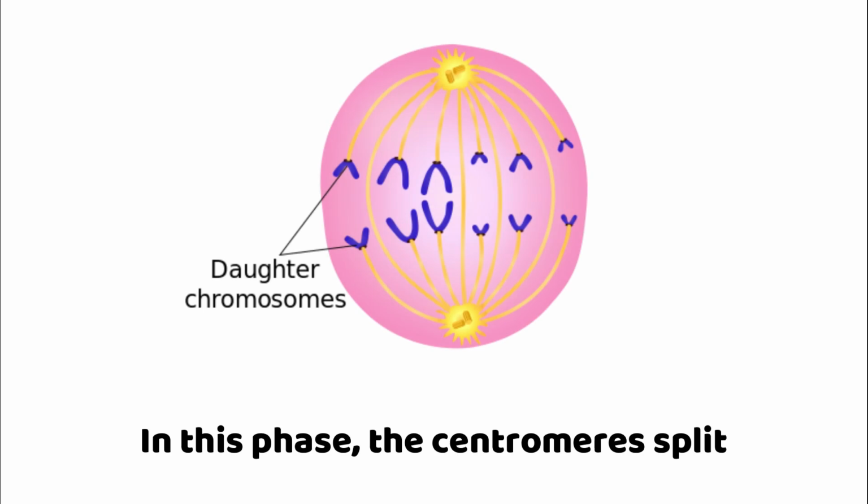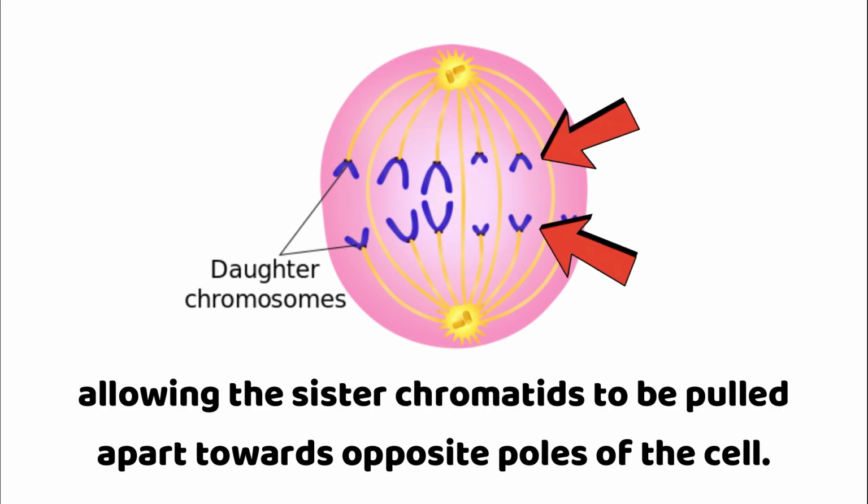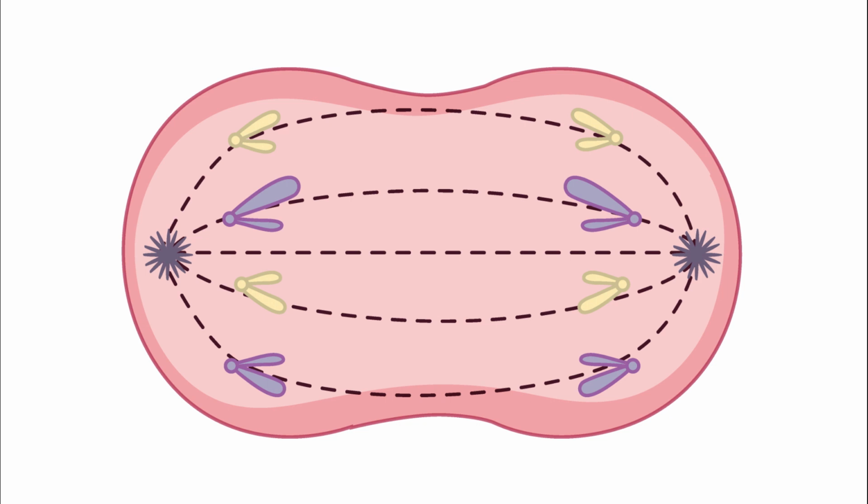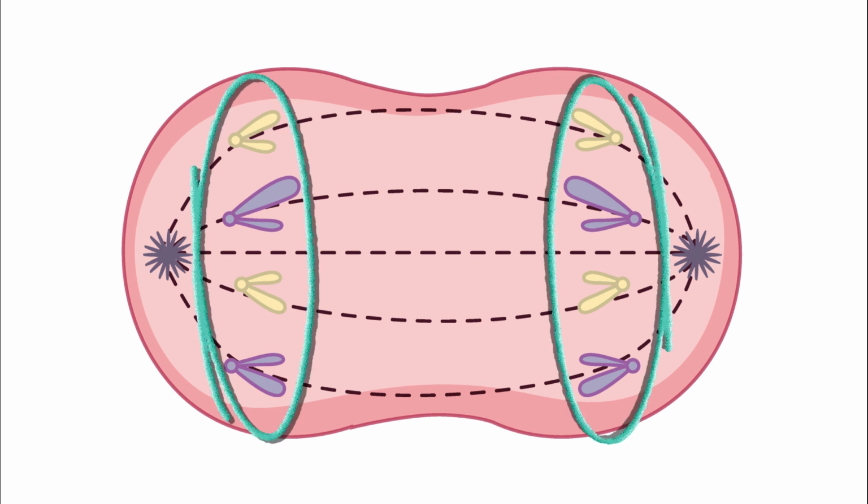Anaphase. In this phase, the centromeres split, allowing the sister chromatids to be pulled apart towards opposite poles of the cell. It's a breathtaking moment as the chromosomes are segregated, ensuring each daughter cell will have a full set of chromosomes.